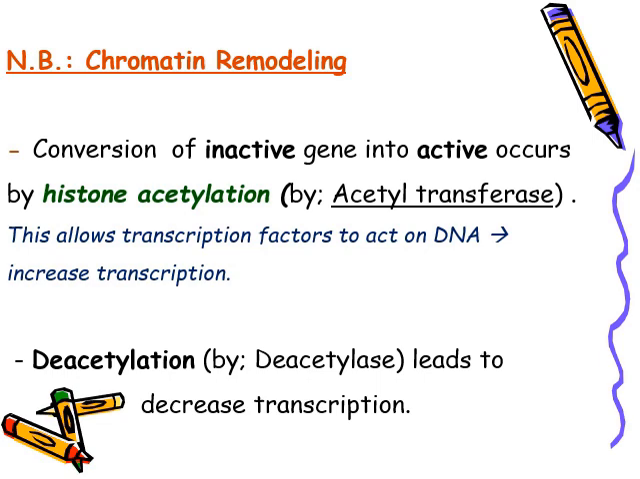So, acetyl transferase enzyme produce acetylation to histone and so convert inactive gene to active gene. This allows transcription factor to act on the DNA and increase transcription. But deacetylation leads to decreased transcription.